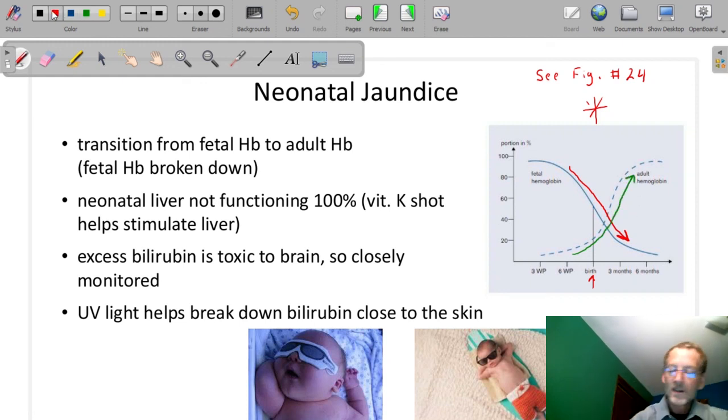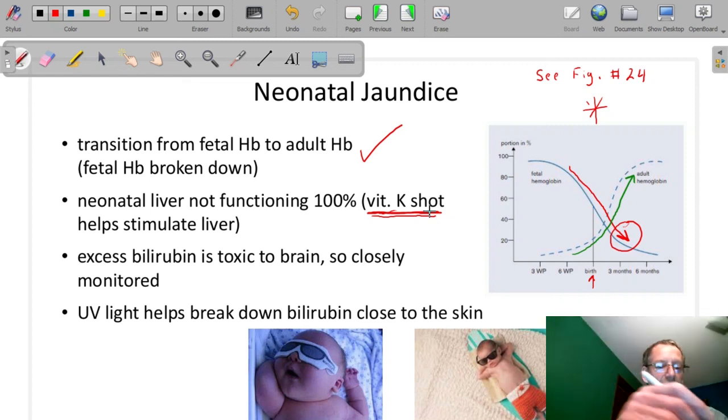So it's this clearing of the fetal hemoglobin, that it gets broken down, releases all the bilirubin back into the blood, causing the jaundice. So it's a transition from fetal hemoglobin to adult hemoglobin, and the fetal hemoglobin is broken down, similar to the slide that we just saw. However, in the neonate, in the newborn, the liver isn't functioning 100%, so it has difficulty clearing that bilirubin load from the blood, so it builds up in the skin. And a vitamin K shot is typically given, it may be routine on newborns, to help stimulate the liver. Kind of kickstarts it, gets it going, wakes it up to help clear the bilirubin.